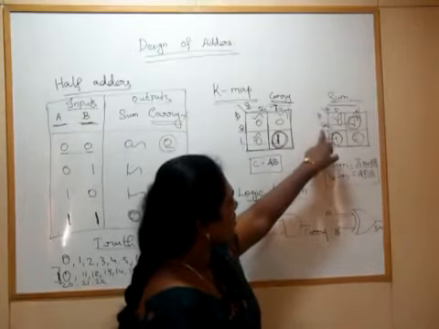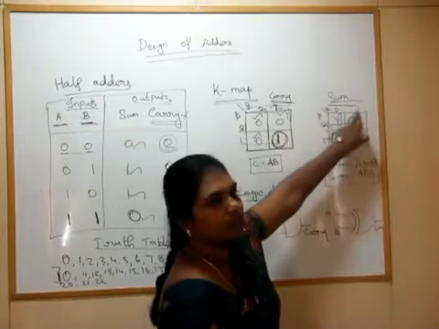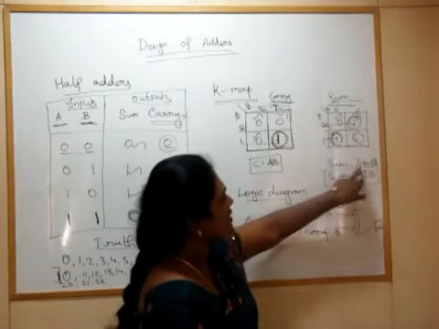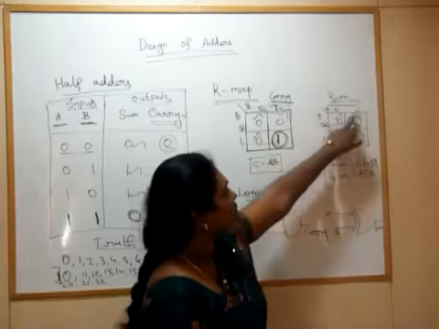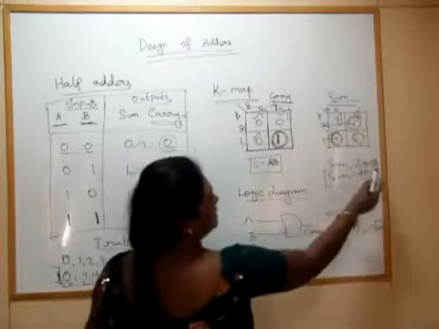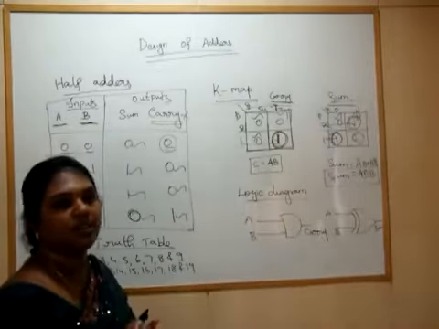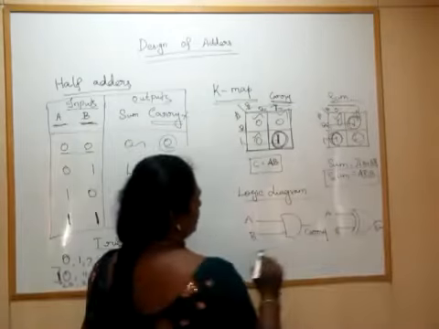A is 0 here. So A bar, and what is B here? 1. So you enter A bar here and B is 1 here, so you enter B here. So A bar B plus A B bar is nothing but the exclusive OR gate. So sum equals A XOR B.